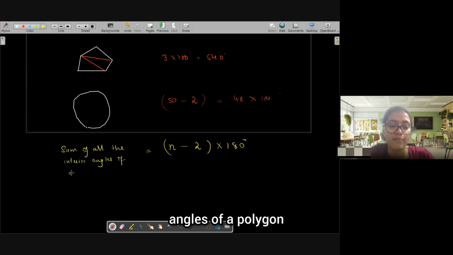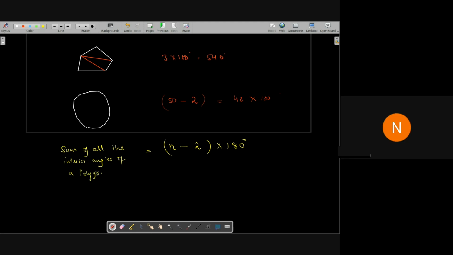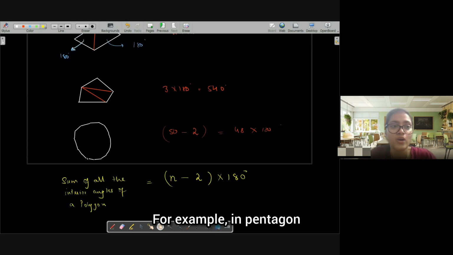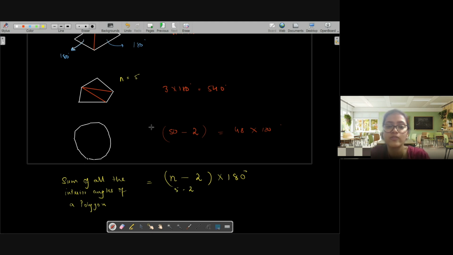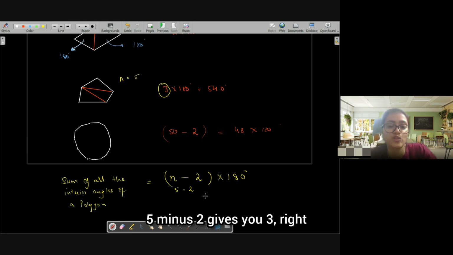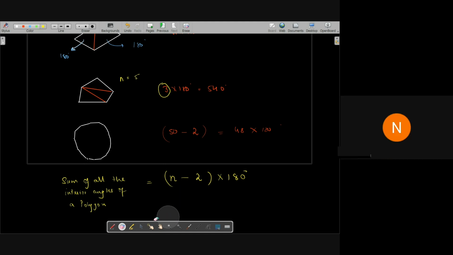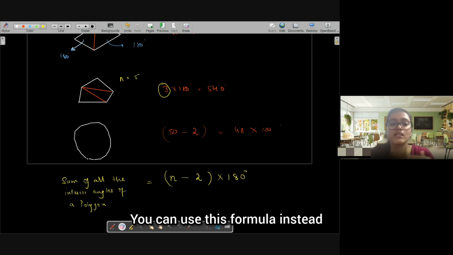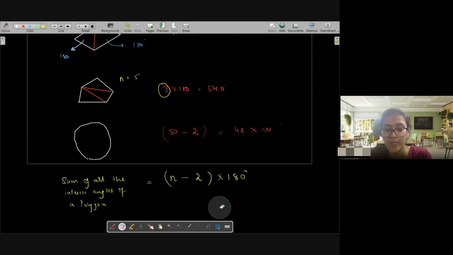Wait, so is the n like the sides, like how many triangles you get? No, n is the number of sides. For example, in a pentagon, the value of n is 5. So when you do 5 minus 2, that's when you get 3. 5 minus 2 gives you 3, right? So you don't need to draw the triangles every time. You can use this formula instead.